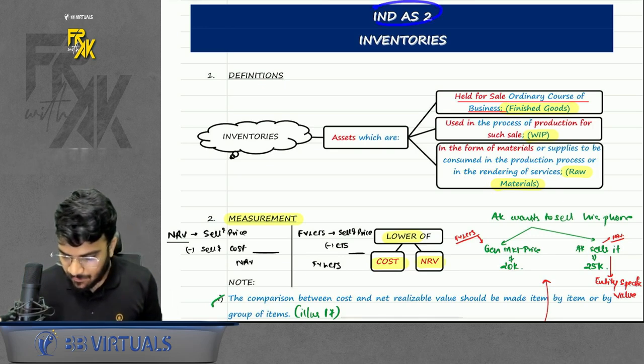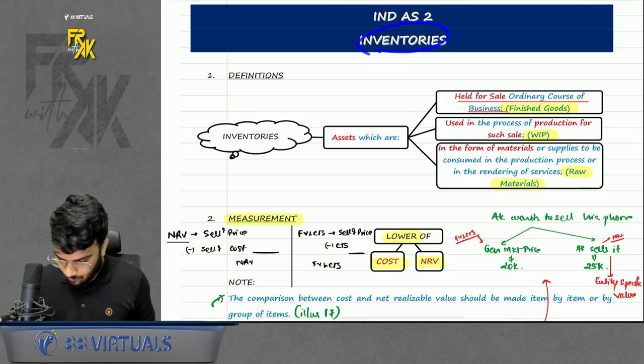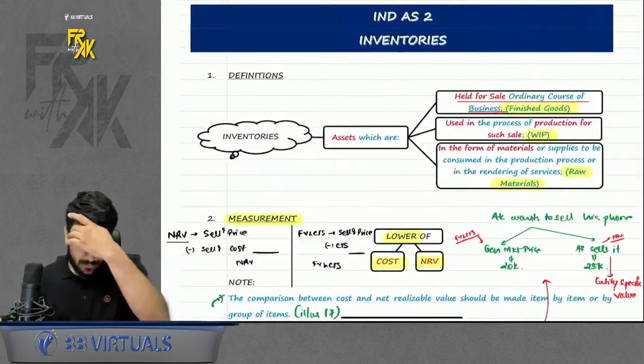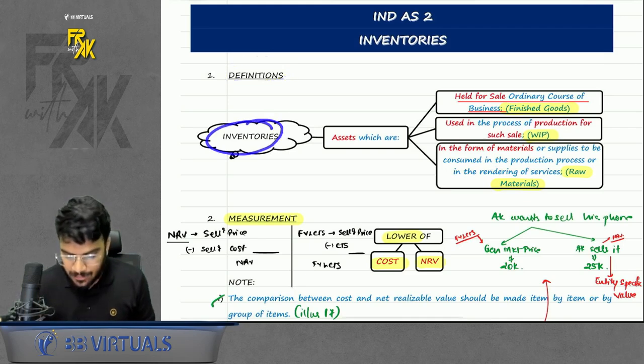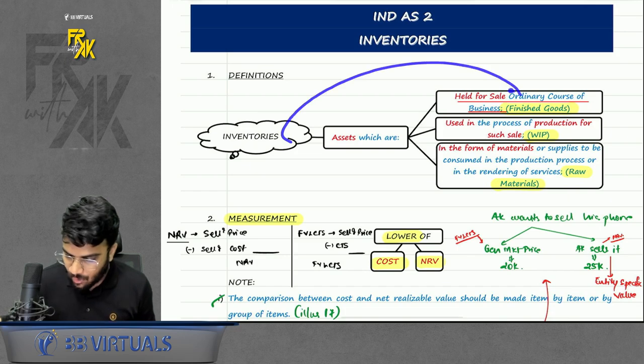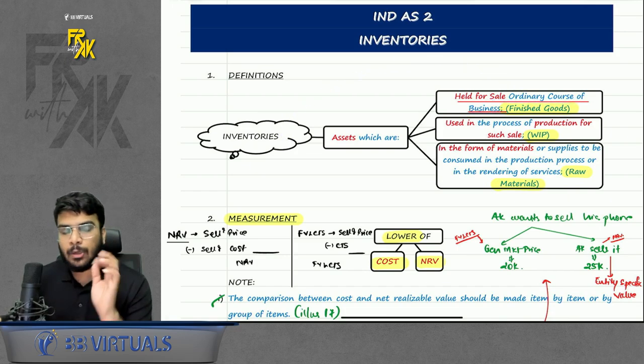First of all, we started with Index 2, Inventories. What all points are there? So the first point is definition. Now what is the meaning of definition? See, anything will come in inventory when it is held for sale in the ordinary course of business. Now there can be two types of business.